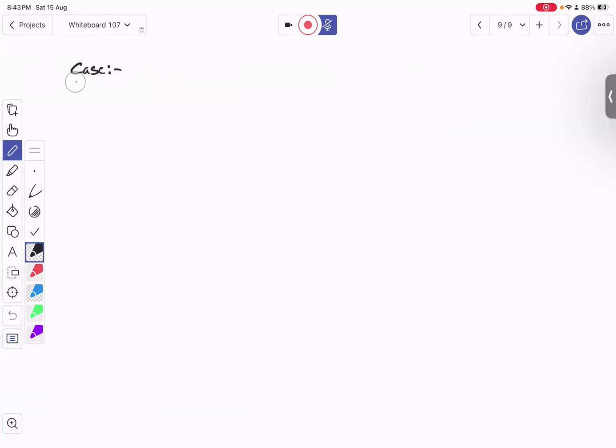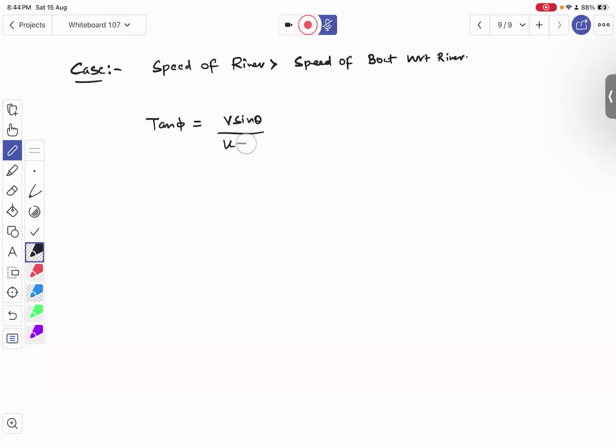The case when the speed of the river is more than the speed of the boat with respect to the river. In this case, we have to find out the width of the river, the path length. For that, I'll need cot phi. For that, I'll find tan phi. Now, tan phi is v sine theta by u plus v cos theta. In this case, cos theta will be equal to minus of v by u.